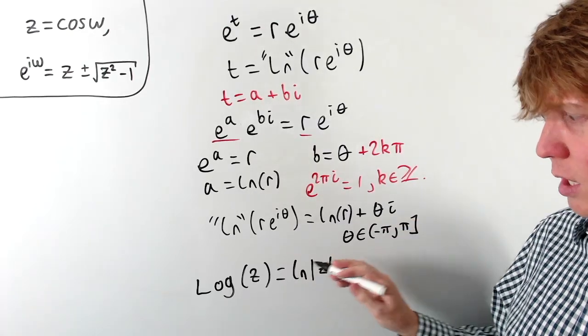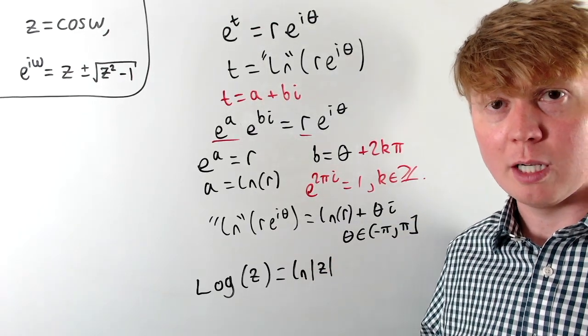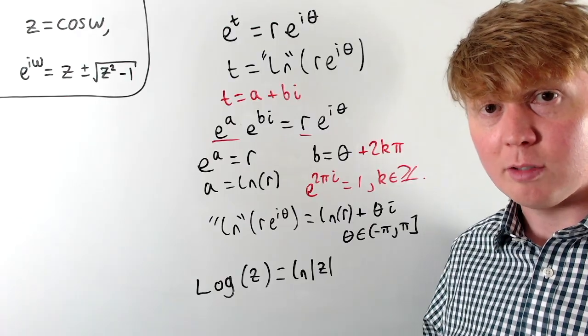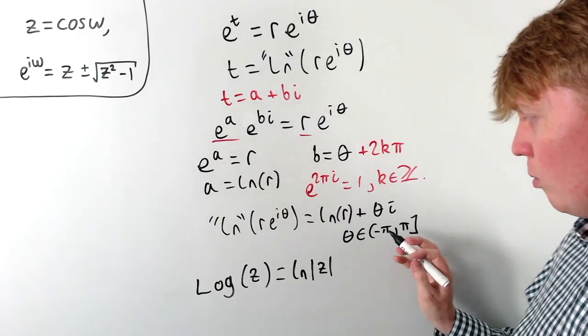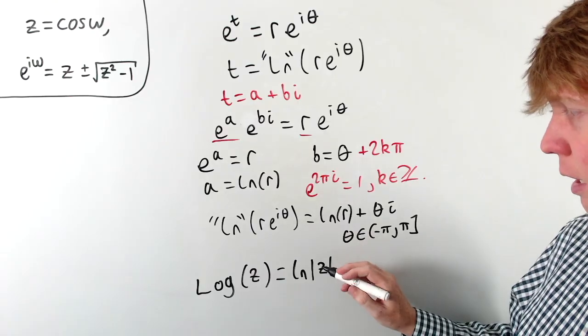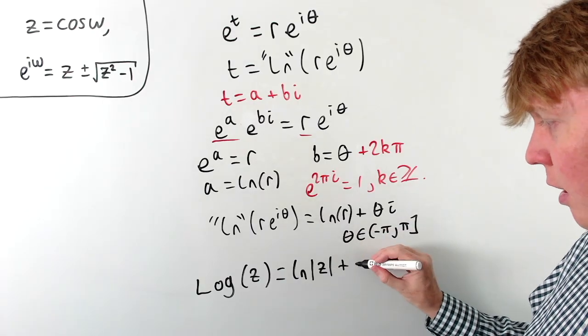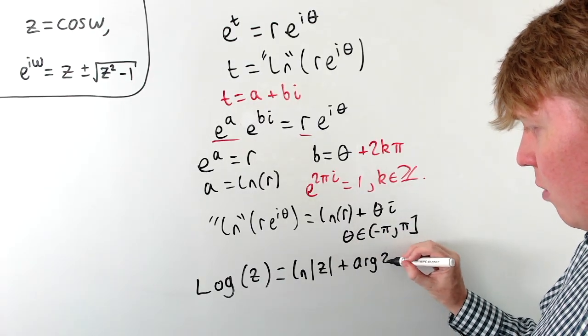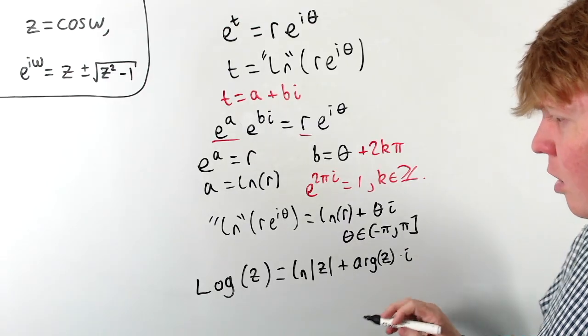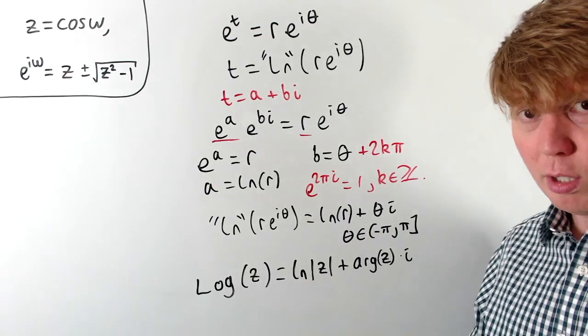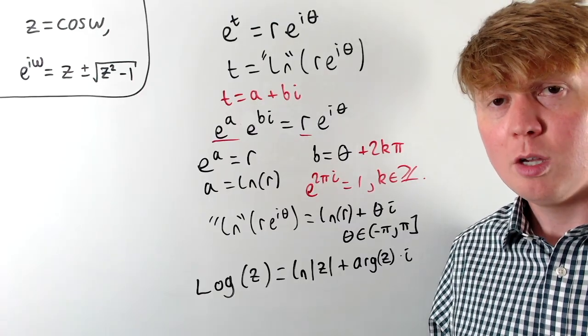And then theta would be the argument of z, and this works out quite nicely because the argument, by definition of a complex number, we always take this to be between negative pi and pi. So we could replace this theta by the argument of z, and then just multiply this by i. So this gives us what we call our principal branch of the logarithm for a complex number.